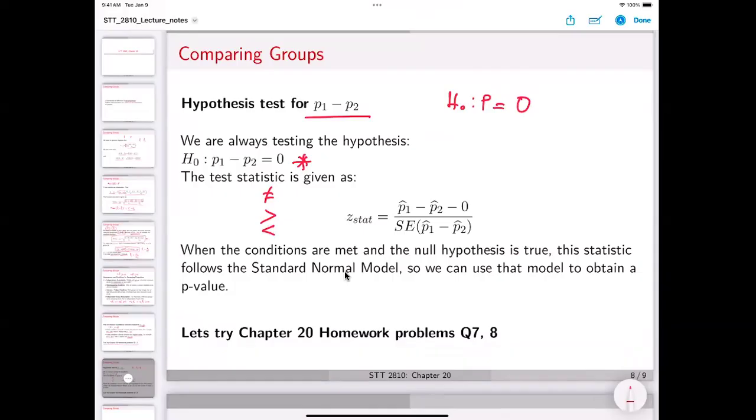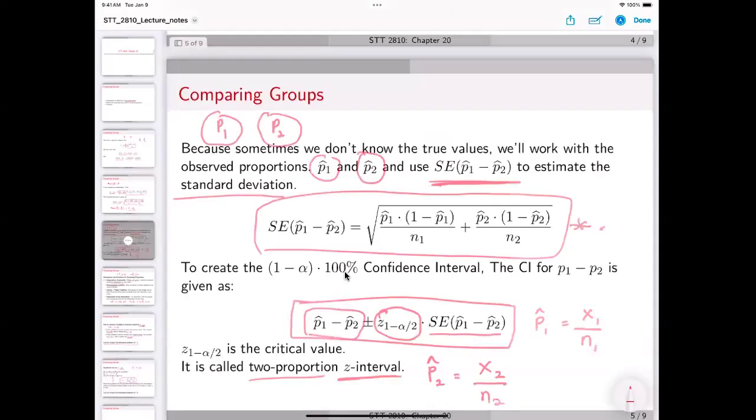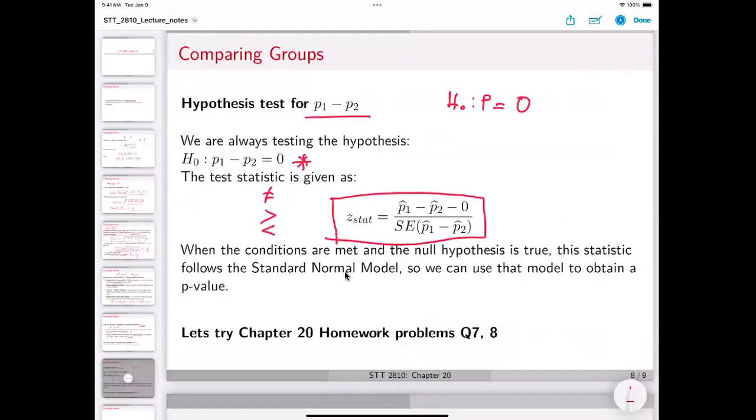And then this is the Z test statistic value. So you can find p hat 1 minus p hat 2 minus 0, and then the standard error. We already know the standard error, which is this. So you can put that there, and then you can compute the Z test statistic for two proportions.